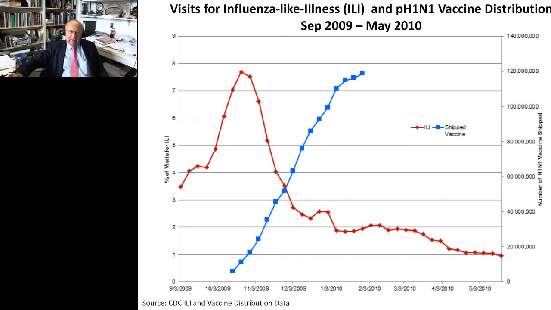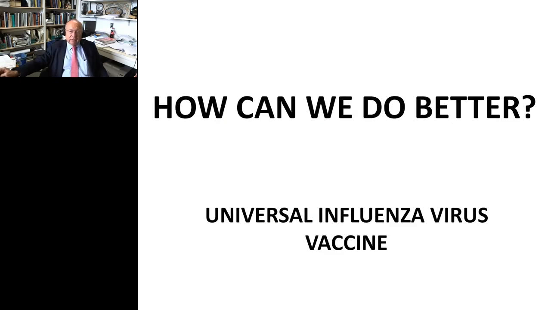Fortunately, this pandemic was very mild, and we actually were, so to speak, lucky. So now, in terms of the difficulties of the vaccines, one is they have to be changed constantly. In a new pandemic, we are not ready because it takes too long to manufacture it.